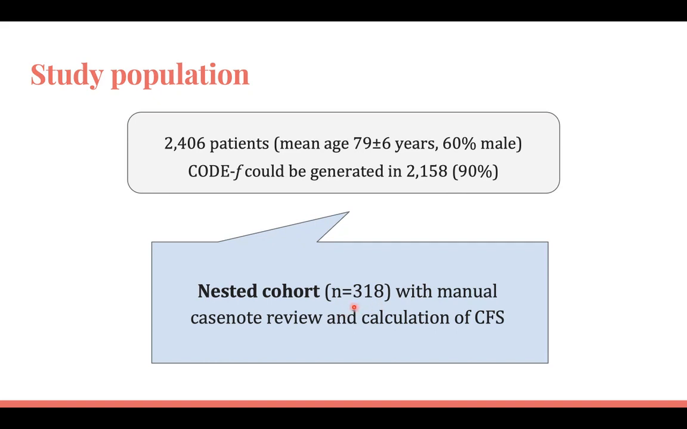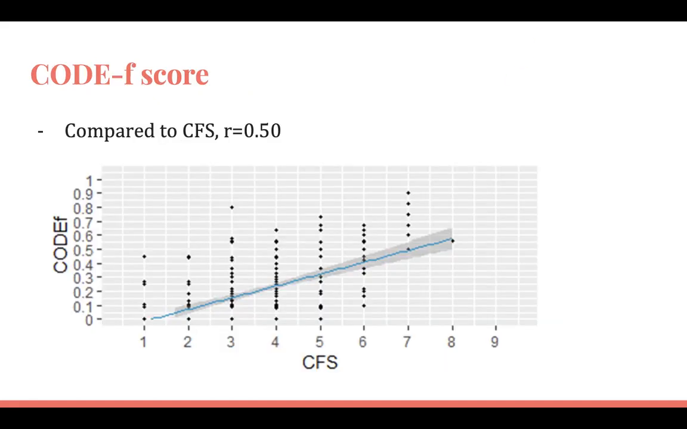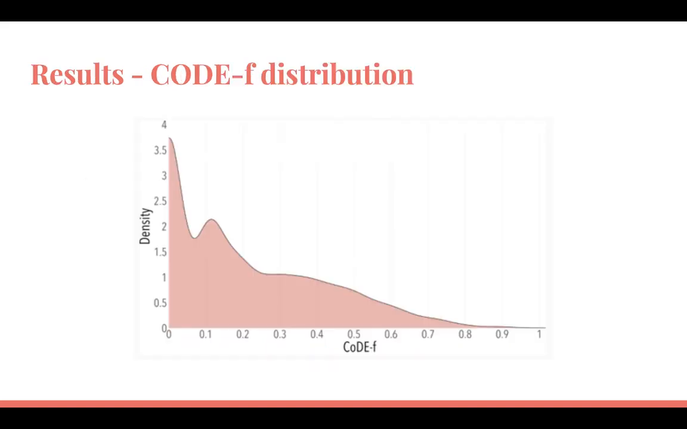From a nested cohort of 318 patients, we manually reviewed their case notes to calculate their CFS score. We found that CODAF score correlated moderately well with CFS. The distribution graph here shows that there are fewest patients in the highest CODAF score and most patients are in the lower CODAF score region.